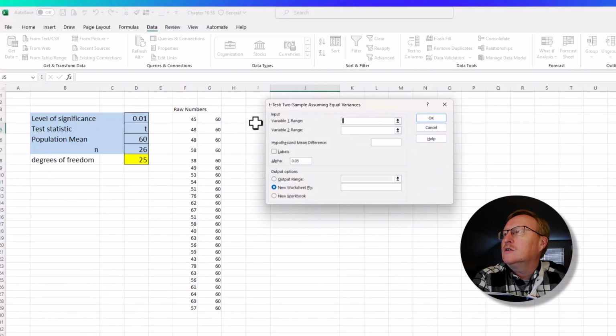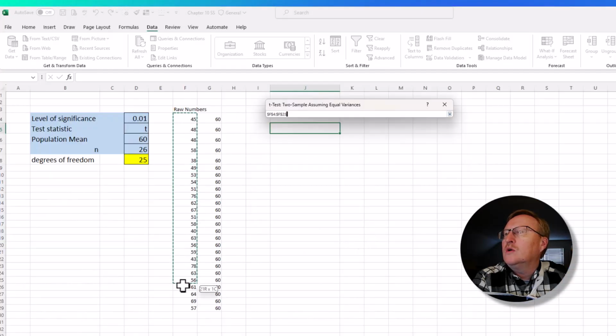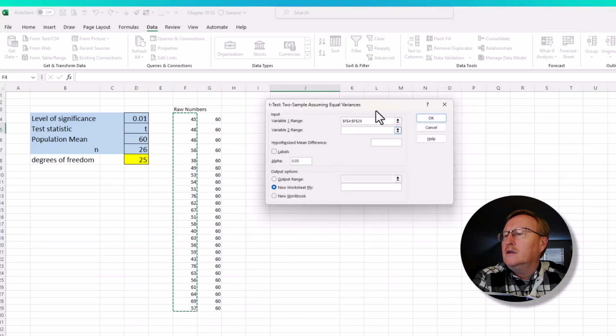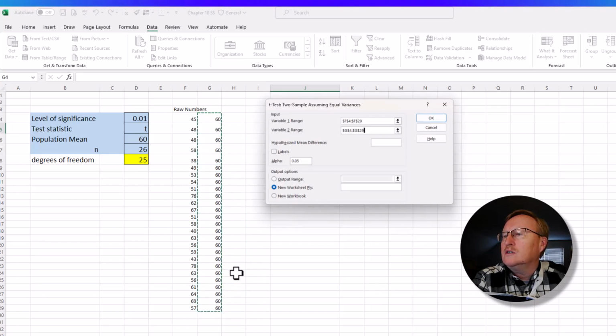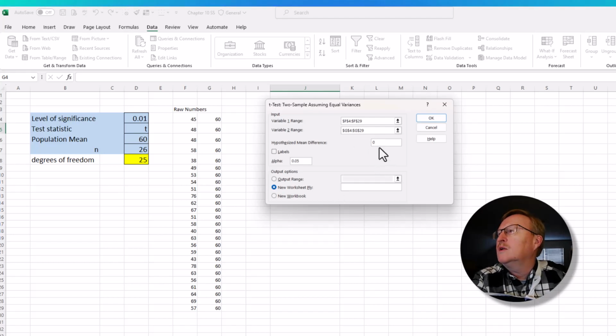And here's our little thing. Now, so variable 1, we're going to just put that in there. And then variable 2, we're going to choose this column, which is all 60. So we're going to get obviously the mean is going to be 60. Now, hypothesis mean difference, we always put 0 there because what are we doing? We're testing the null hypothesis. The mean we're testing is the null, that there is no difference.